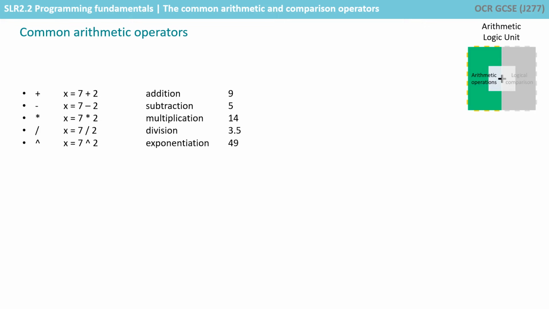We then have exponentiation. So x equals 7 to the power of 2. So that would be 49.